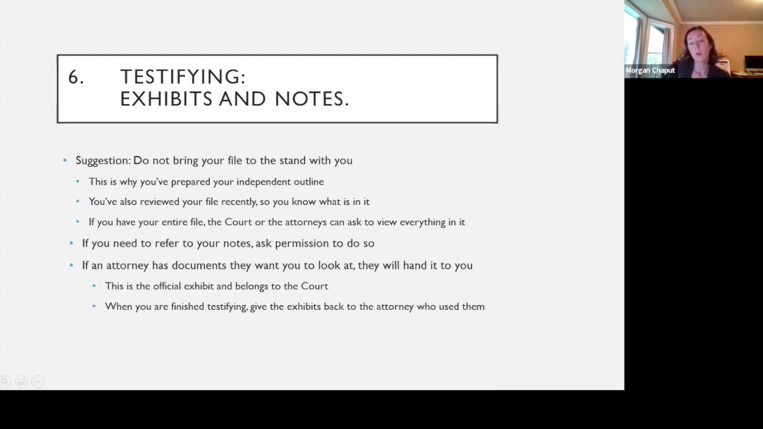If you do need to refer to your notes or to that outline or timeline that you've put together, you have to ask permission to do so. So the example that I've given is, if the attorney says, when was mom's last visit? You can say, well, I don't remember the exact date, but I know that it was in the spring of 2021. May I refer to my notes to get an exact date for you? And then the attorney will tell you yes or no.